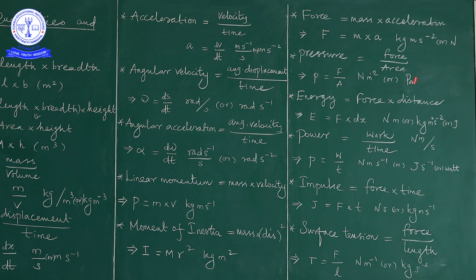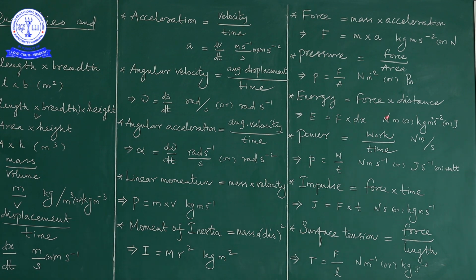And next is the energy. So energy is also known as the work done. Simply we can call work. Energy is nothing but force into distance. So force into distance is also nothing but energy. So simply we can call E is equal to F into dx.